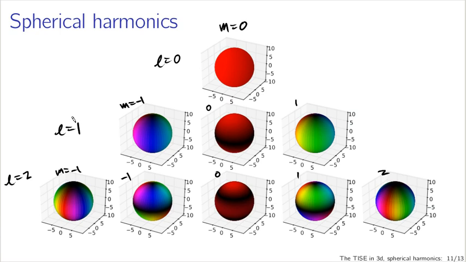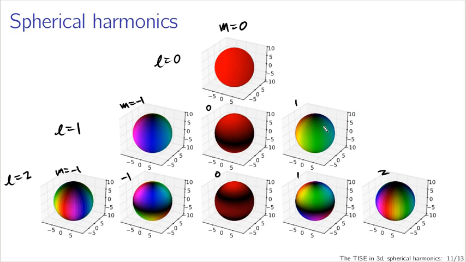For L equals 1, we start seeing some colors other than red. For M equals 0, L equals 1, we have intense red at the poles, at the North Pole and at the South Pole, with a black band around the equator, showing you that you have zero magnitude of the complex spherical harmonic for L equals 1, m equals 0, at theta equals 90 degrees around the equator. If I have m equals minus 1 or m equals plus 1, I actually have dark spots at the poles instead of intense color at the poles.